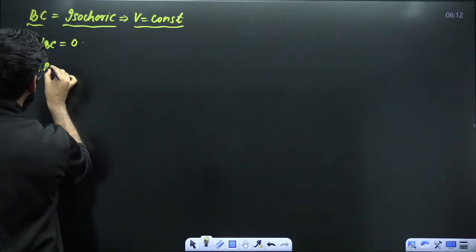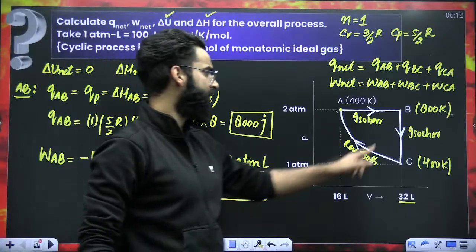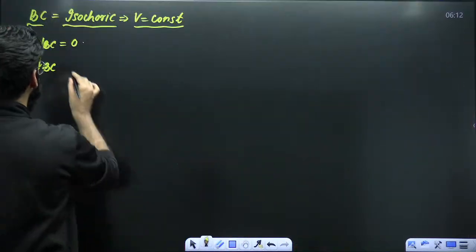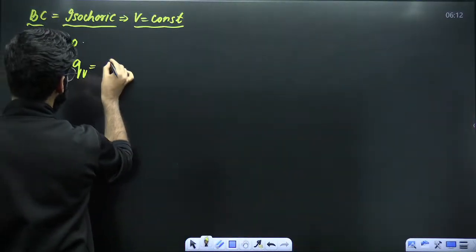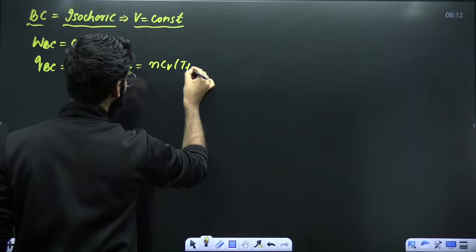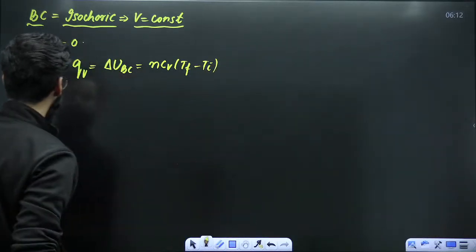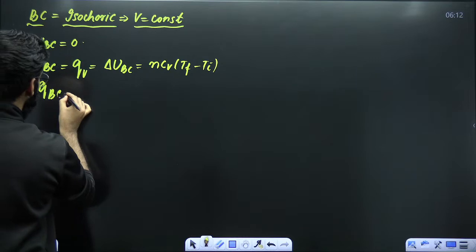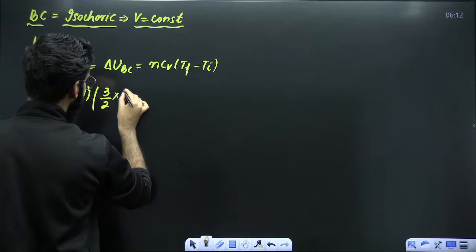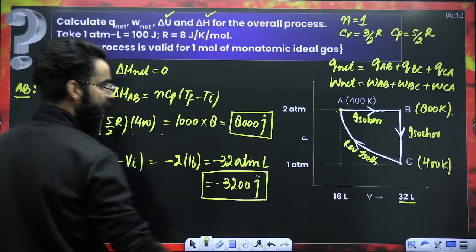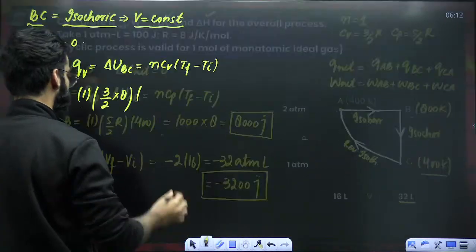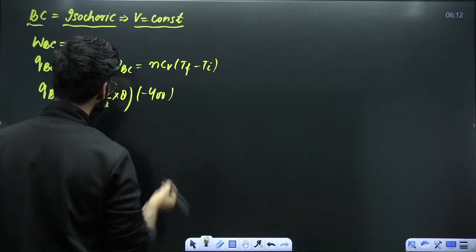What about QBC? Heat absorbed or released by the gas during the process BC, at constant volume. Basically QV. And QV is nothing but delta U for the process BC. And delta U for the ideal gas is nCV times T final minus T initial, right? Now calculate exactly how much this QBC comes to. n value is 1. CV value for the gas is 3/2 R. R value we have to take as 8. T final minus T initial: during the process BC, this is T final, this is T initial. So 400 minus 800 comes out to be minus 400.